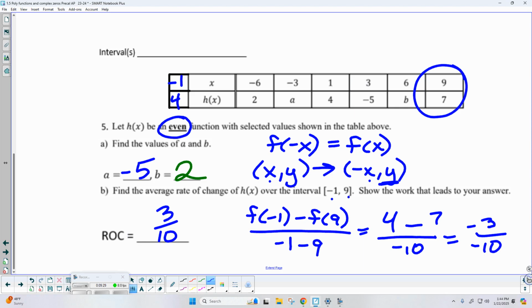Okay. Is that good? Where did the 4 and 7 come from? They are the y values of these right here. So if I plug in a −1, I should get a 4. If I plug in a 9, I should get a 7.